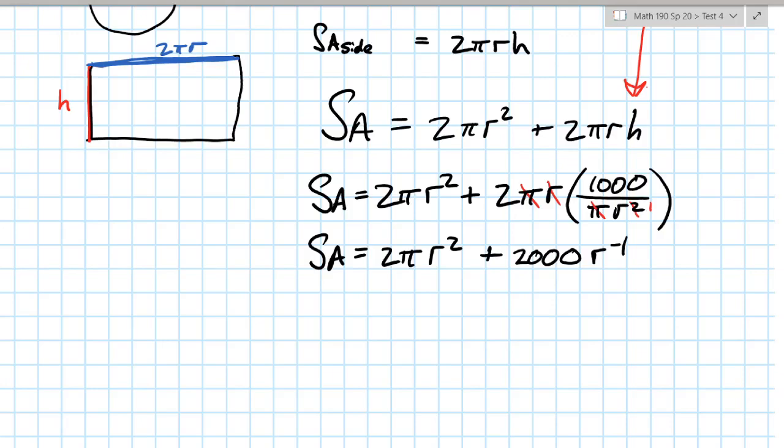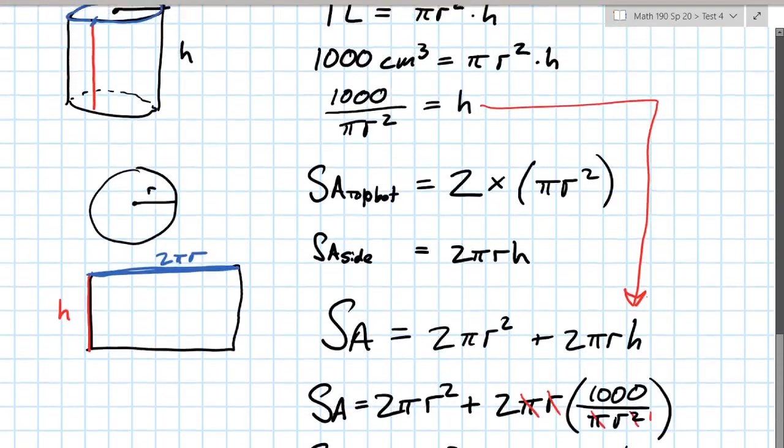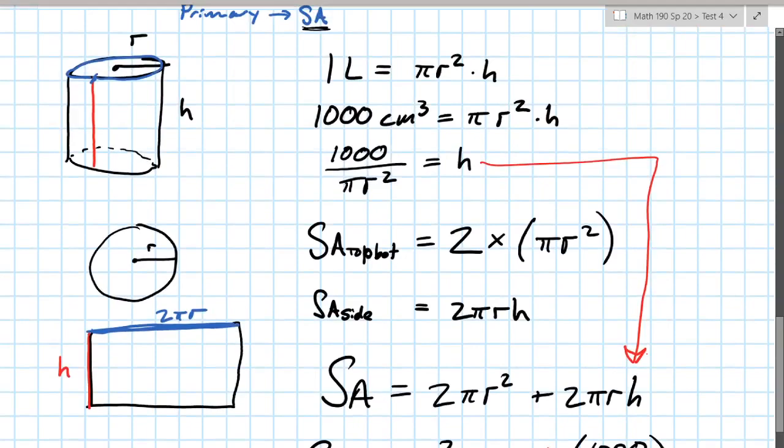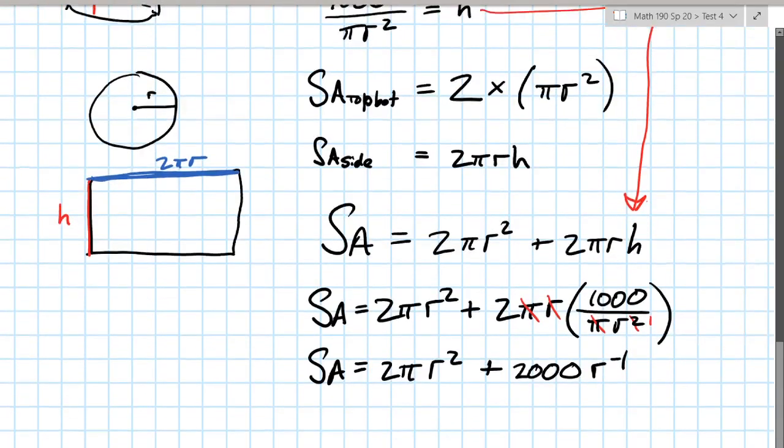Now might be a good time to talk about the domain of the surface area. What kind of values can r take? Well, look at the picture. R is the radius of our can. What kind of numbers can we use for a radius? Well, it's got to be at least 0.